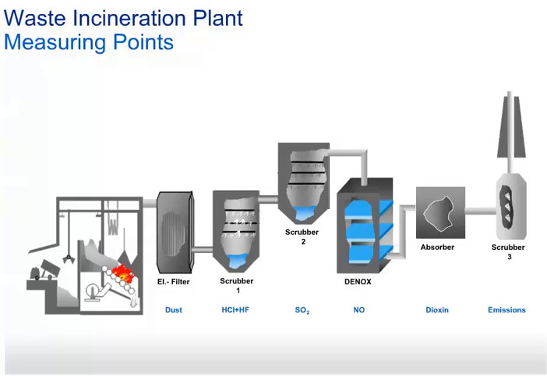We have already talked about the measuring points in process control and emission monitoring in a power plant. These measuring points can also be found in waste incineration plants. Combustion control, CO measures, and oxygen and protection of electrostatic precipitator. Process control of scrubber 1. HCl removal and SO2 removal with URAS 26.